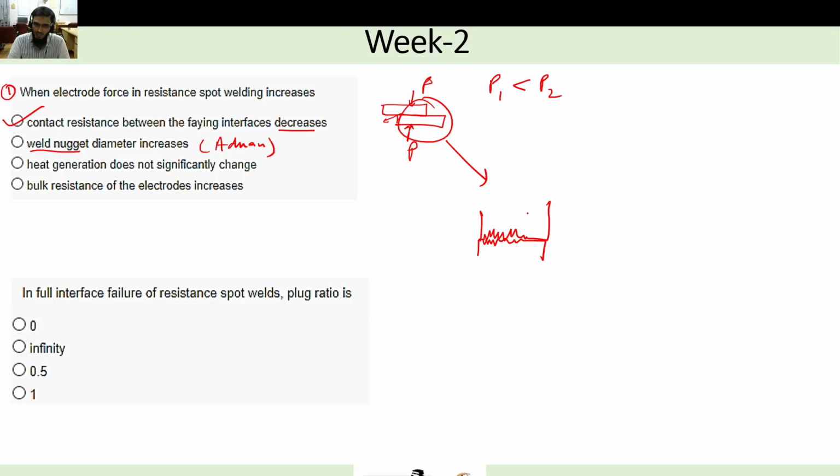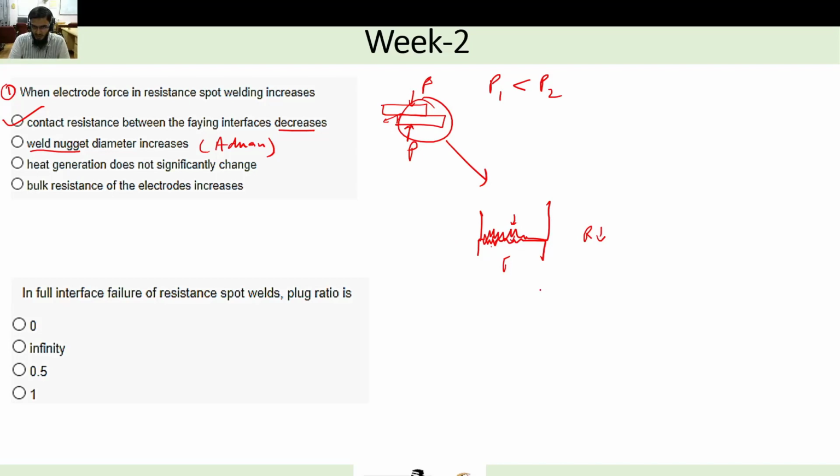So what will happen if you apply certain load and then you increase the load? These surfaces will try to come closer. When you apply load, they will be deformed and come closer. By doing so, the gap between these two will be minimized, whatever air gap is there. By minimizing the gap, resistance will be decreasing. So you will now face less resistance compared to the earlier case where we applied less force.